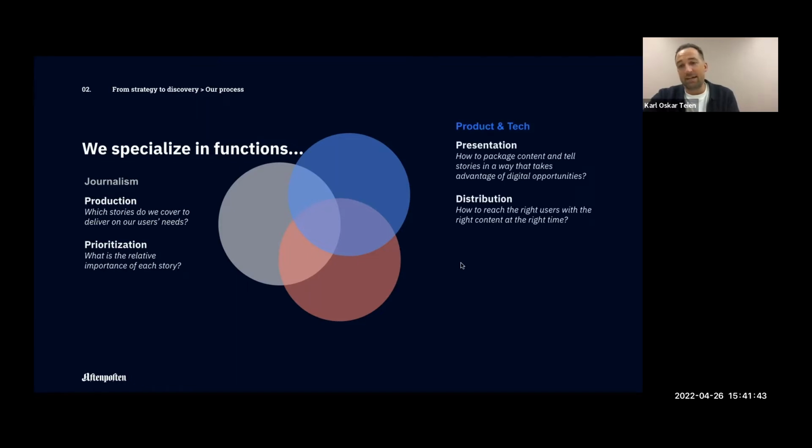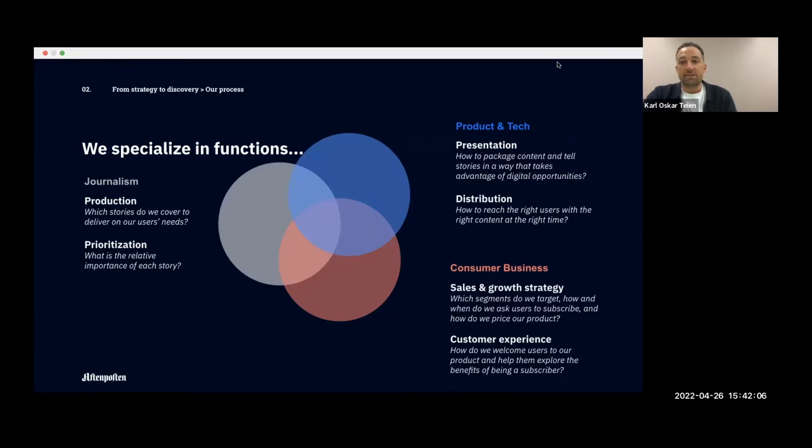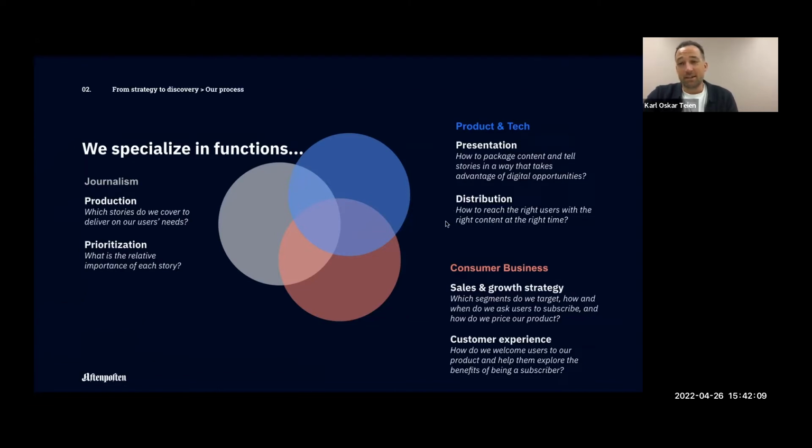Product and technology, if you have that, or if you have a digital team in some way, they'll be focused on how you present and distribute and package those stories. And then you have a consumer business or sales organization, or maybe some combination of responsibilities here that will be focused on the sales and growth and the customer experience as you go from being an unidentified user or a flyby user to maybe potentially becoming a subscriber if you have a subscription service. Point here is that, yes, we have these specializations, but at the end of the day, the user experience happens at the overlap of all those things.